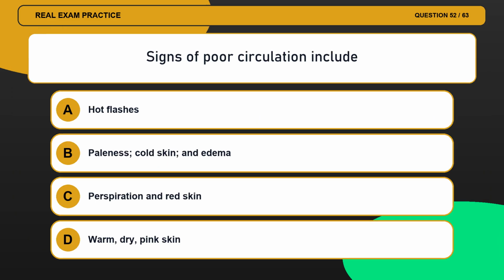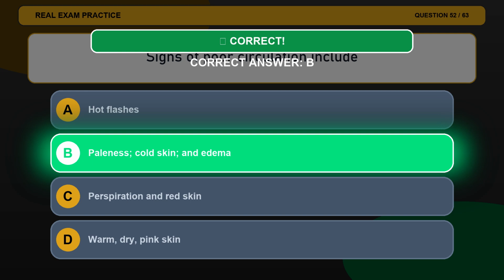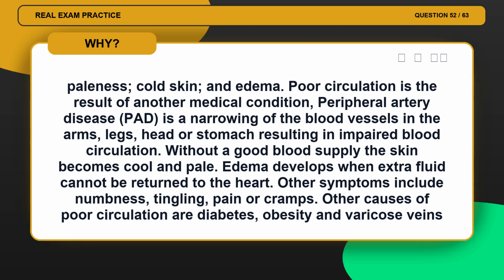Question 52. Signs of poor circulation include: Option A, hot flashes. Option B, paleness, cold skin, and edema. Option C, perspiration and red skin. Option D, warm, dry, pink skin. The correct answer is option B, paleness, cold skin, and edema.